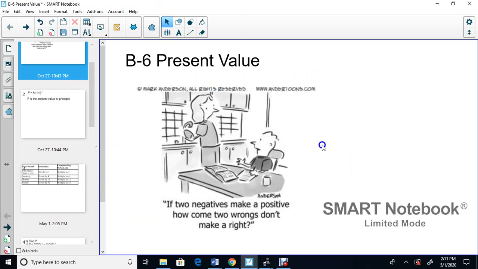Let's look at our joke of the day here, our joke of the lesson. If two negatives make a positive, how come two wrongs don't make a right?